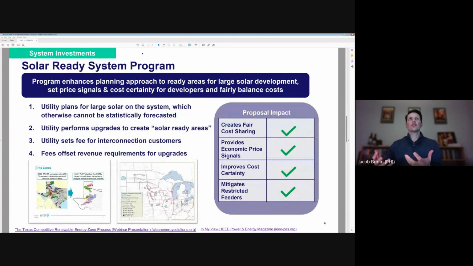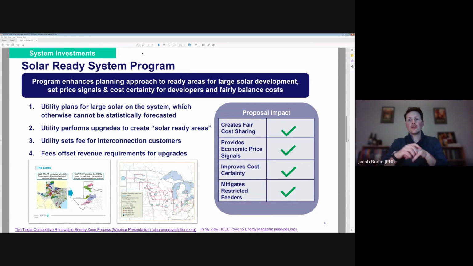So what does the solar ready energy system start to look like? This is a concept that has been used somewhat similarly on the transmission system, and it's something we thought can be translated and learned from and applied to the distribution system. It's trying to plan for those large solar interconnections, which sometimes can be difficult to see in just a DER statistical forecast, but seeing where those large chunks are going.